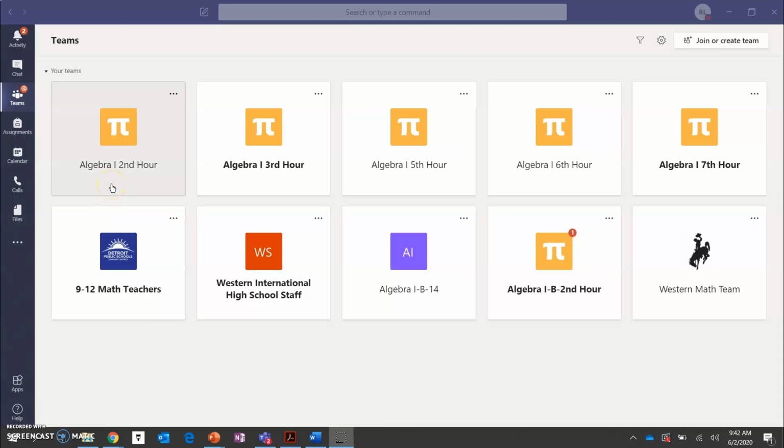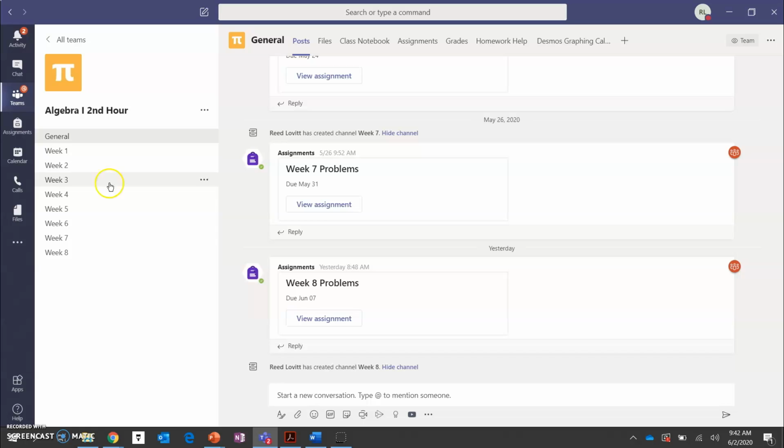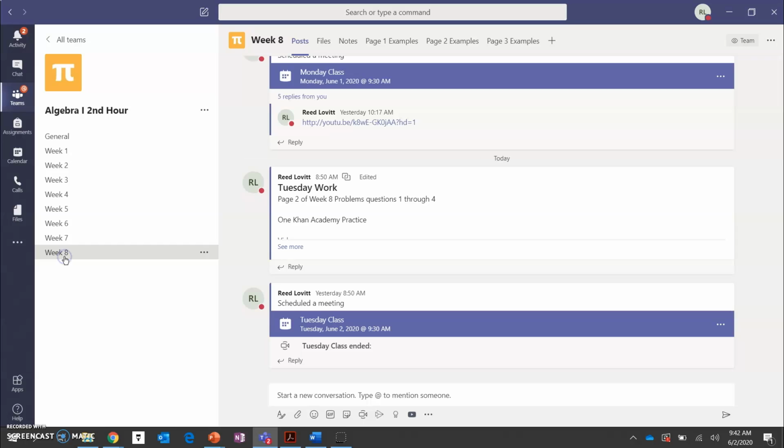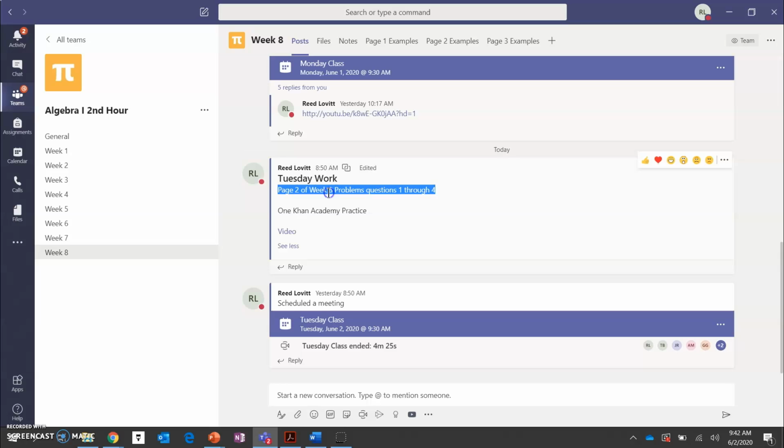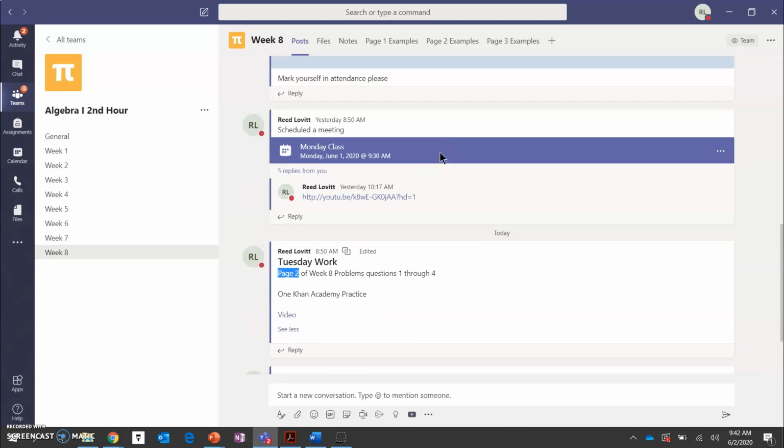So if you look on our Algebra 1 Teams page, under the current week's channel, which is week 8 now, you'll see that for Tuesday our work is page 2 of week 8 problems, questions 1 through 4. We have one Khan Academy practice and a video link as well. Remember that yesterday we were working on page 1, so now we're on to a new page, a new topic, which is going to be on page 2.